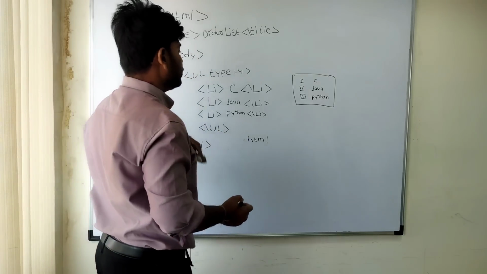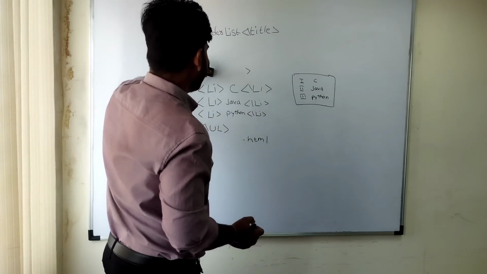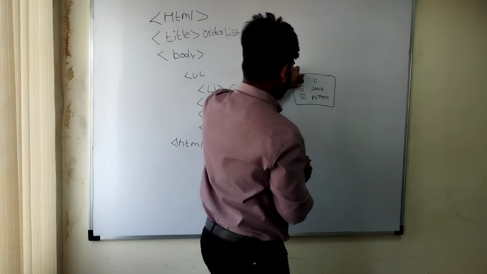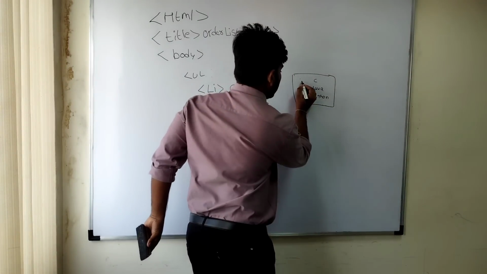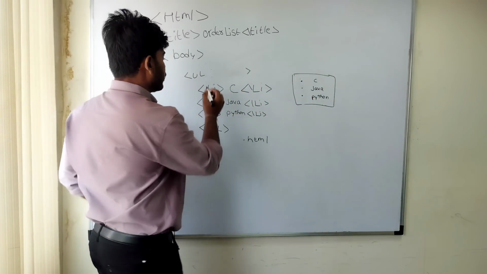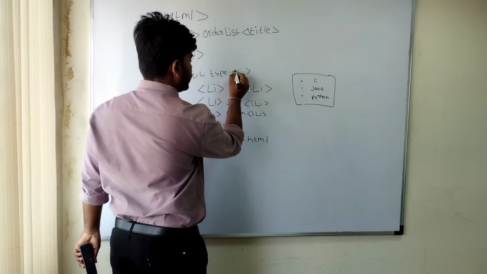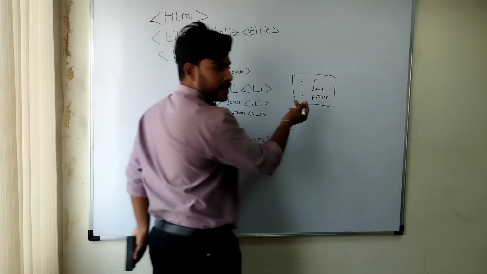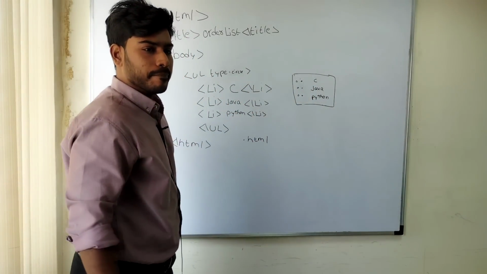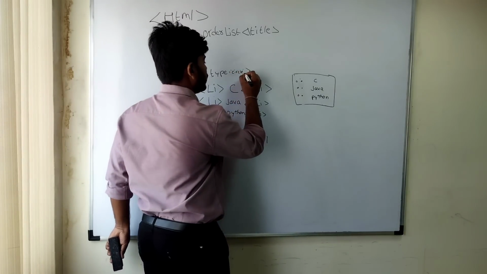closing tag, it must be unordered. Here, if I didn't mention any type, it must be taken as circle. If I mention any type, type equal to circle, it must be taken as circle. Can we leave it empty like this, or can we keep it in single quotations or not? It must be a single quotation, circle.